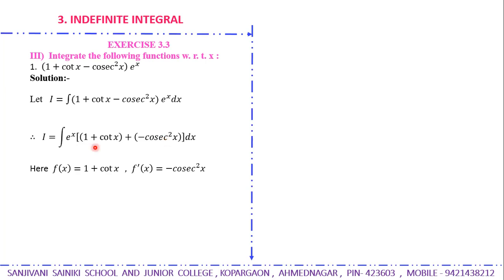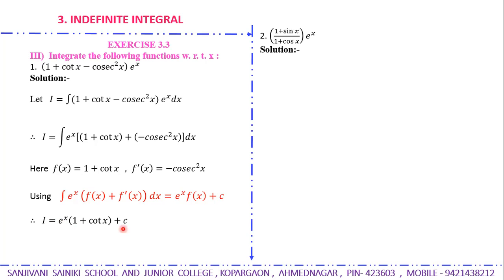So if we take f(x) as 1 + cot x and f'(x) as −cosec² x, and use the formula that the integral of e^x [f(x) + f'(x)] dx is e^x f(x) + c, then I is equal to e^x (1 + cot x) + c.